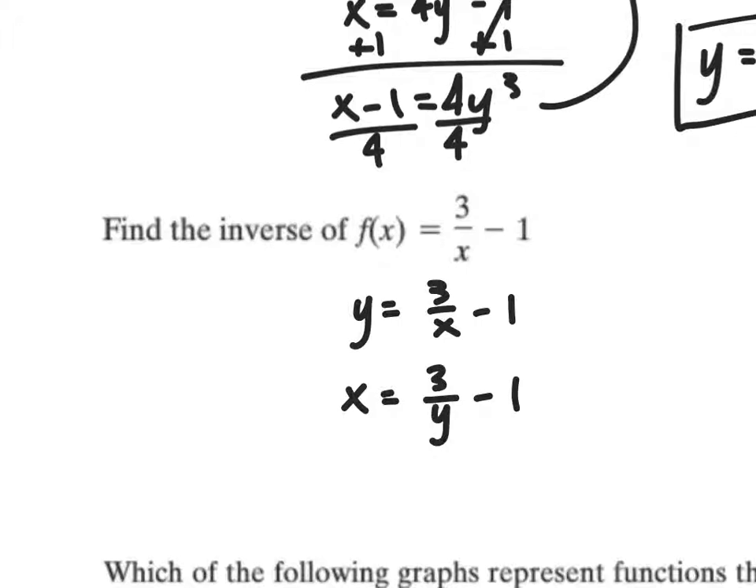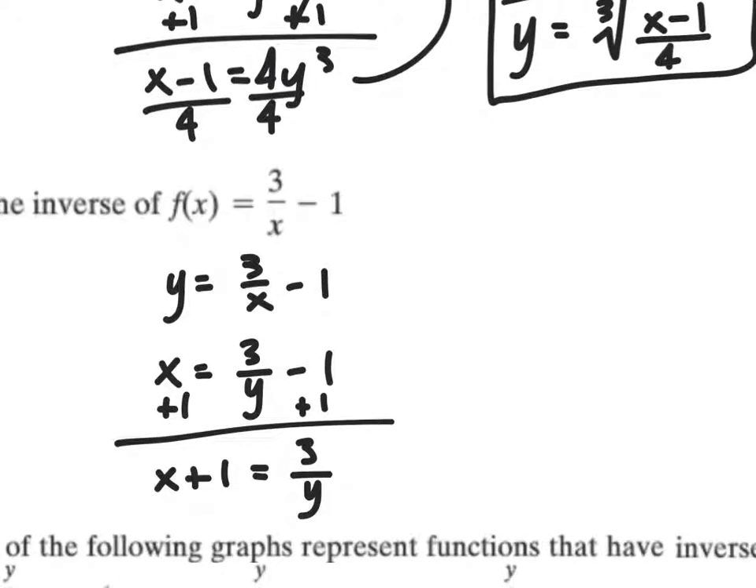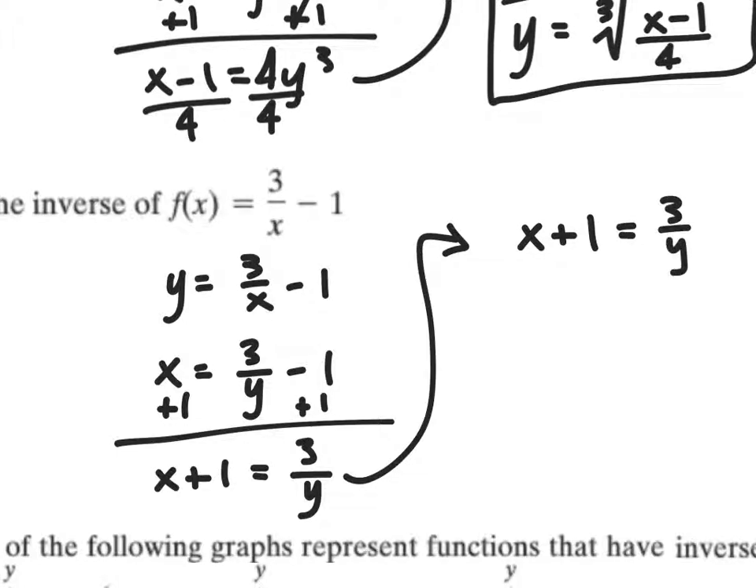Now what I'm going to do is add 1 to both sides. This algebra is kind of tricky. So I get x plus 1 is equal to 3 over y. A couple different ways on how to do this. Here's how I would do it. You're trying to isolate y. Let me rewrite this up here. x plus 1 equals 3 over y. You're trying to isolate y.